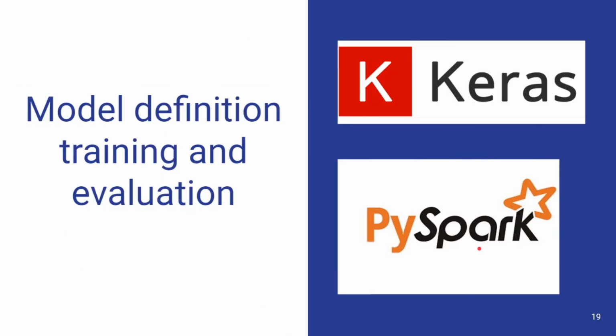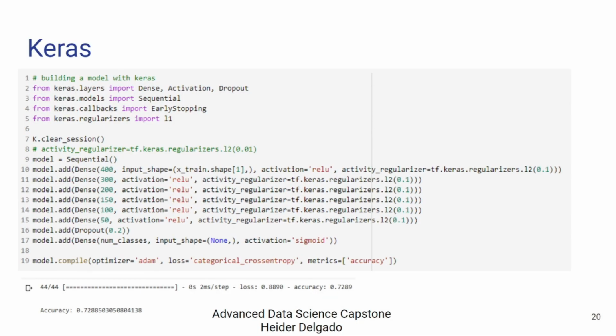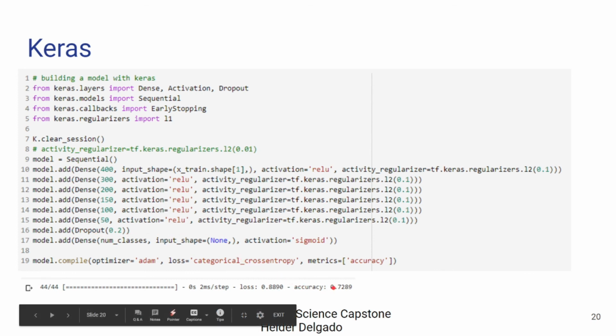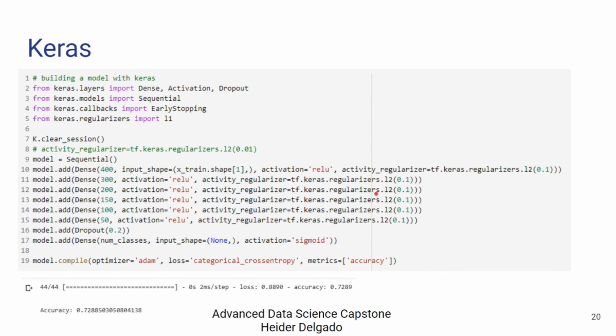For model definition, I used Keras and PySpark. For Keras, I used a deep neural network, and I had a lot of overfitting. That's why I have all these regularizers and dropout. And at the end, with the test and validation data, I got 0.72 accuracy to predict the agency, which is not that good, but it's a lot better than what I had previously, when I only had about 60% accuracy with my original dataset of only 900 rows. So I had an improvement of 12%.